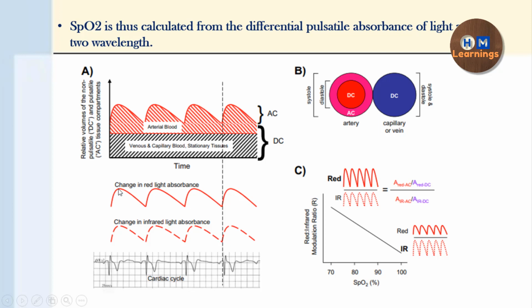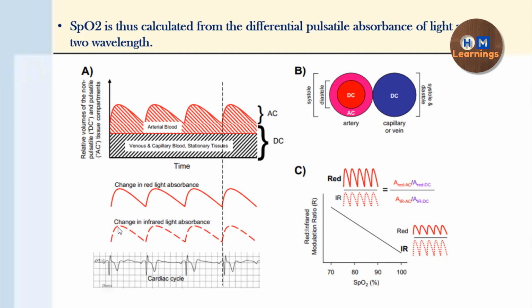Why? Because if there is more blood, there will be more oxyhemoglobin. Similarly, the absorbance of the infrared light will also increase. Why? Because if there is an increase in the volume of the arterial blood, there will be an increase in the deoxyhemoglobin as well, because blood contains both oxyhemoglobin and deoxyhemoglobin.